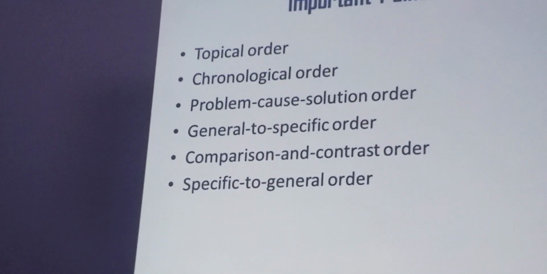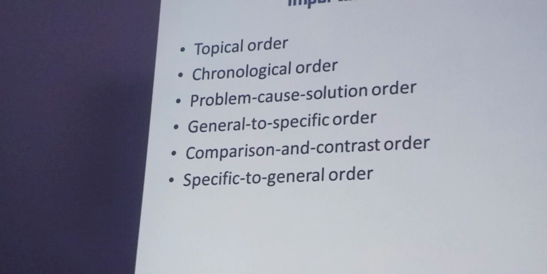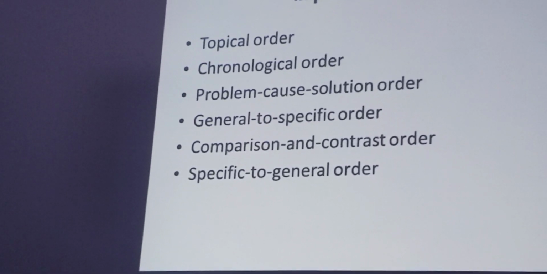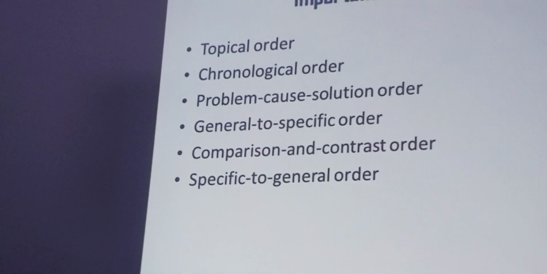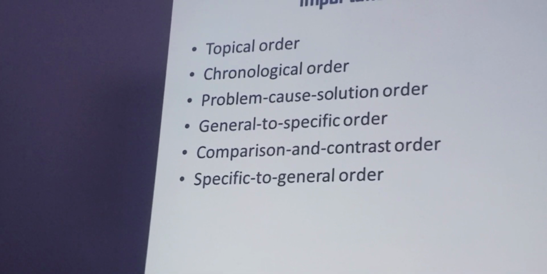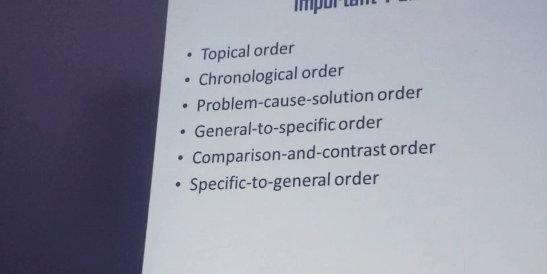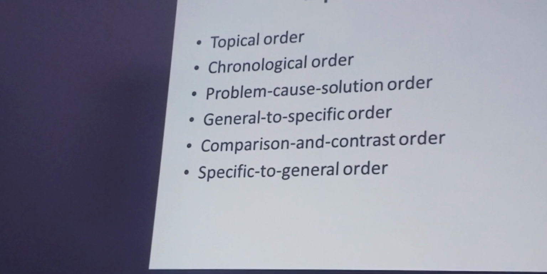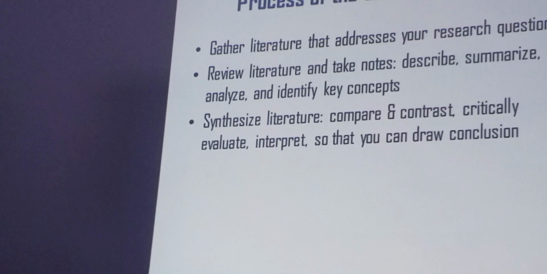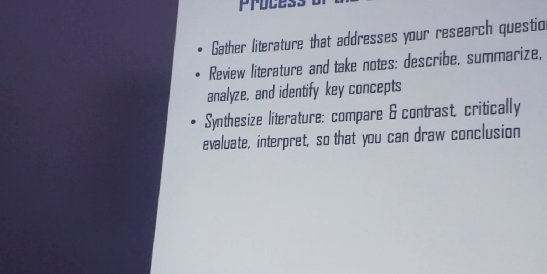Realizing order. Which type of order? Firstly, we've got topical order, chronological order, problem cause solution order, general to specific order, comparison and contrast order, specific to general order. All these should appear in your literature review. Process of the literature review.